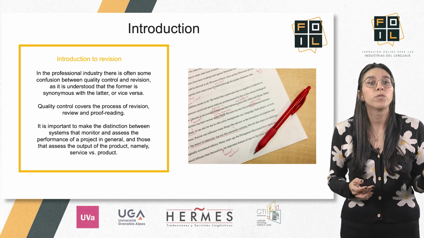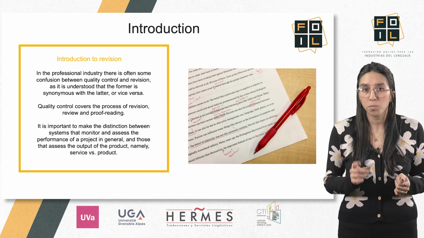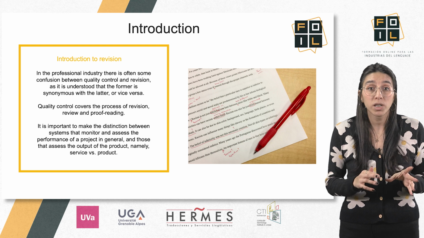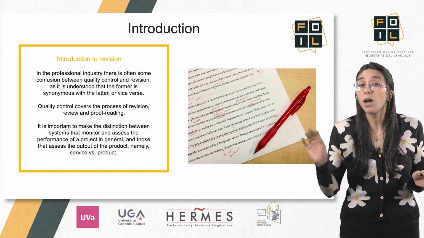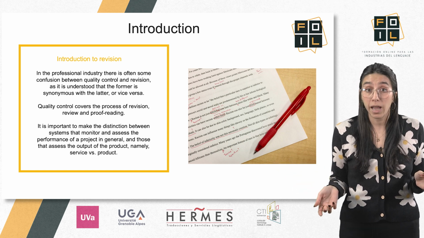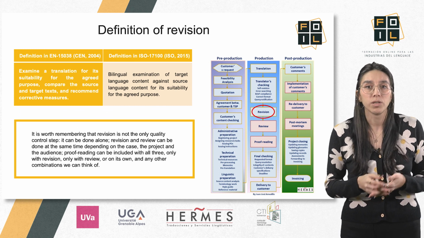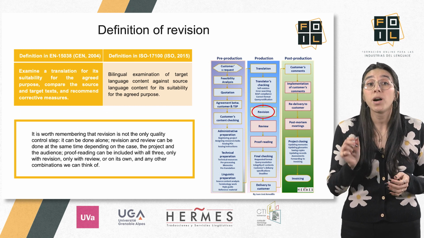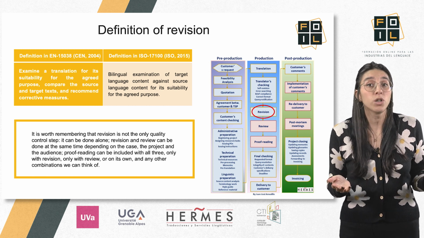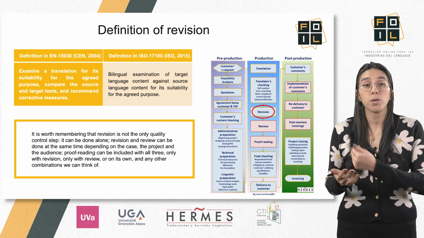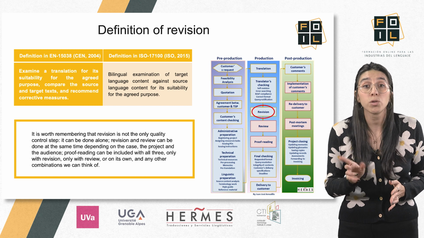Quality control covers the process of revision, review, and proofreading. It is important to make the distinction between systems that monitor and assess the performance of a project in general, and those that assess the output of the product, namely, service versus product. According to ISO 1700, revision is the bilingual examination of target language content against source language content for suitability for the agreed purpose. It is worth remembering that revision is not the only quality control step.